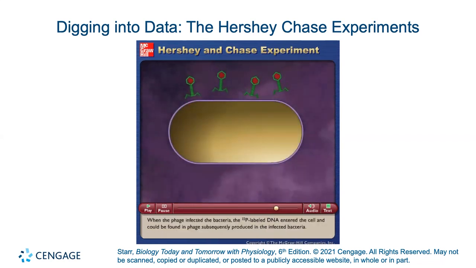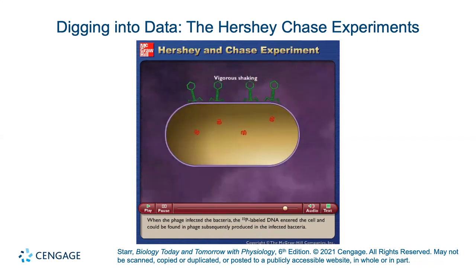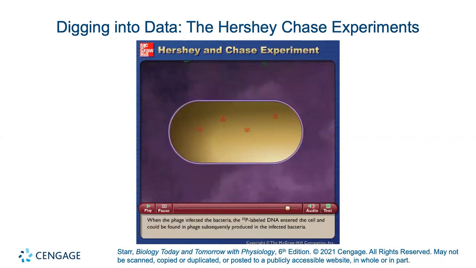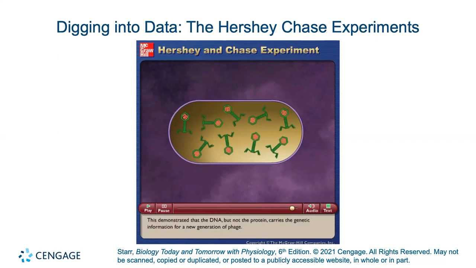When the phage infected the bacteria, the P32 labeled DNA entered the cell and could be found in phage subsequently produced in the infected bacteria. This demonstrated that the DNA, but not the protein, carries the genetic information for a new generation of phage. So the idea behind this experiment was to determine whether protein or DNA was the genetic material.